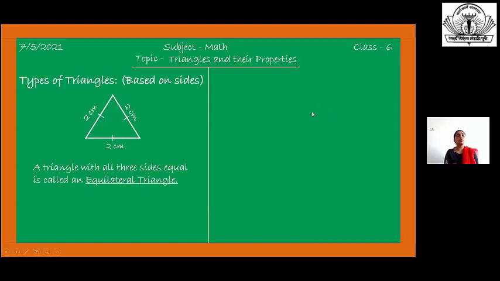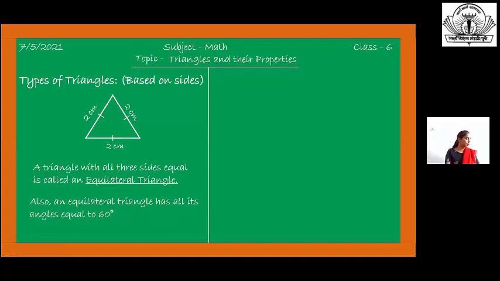So not only are the sides equal, all the three angles also are equal, and they are equal to 60 degrees. So one more property of the equilateral triangle is that it has all its angles equal to 60 degrees. It is always equal to 60 degrees. All the three angles are equal to 60 degrees.